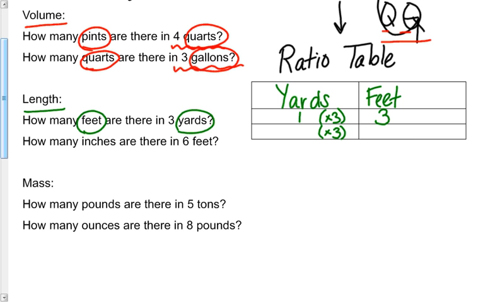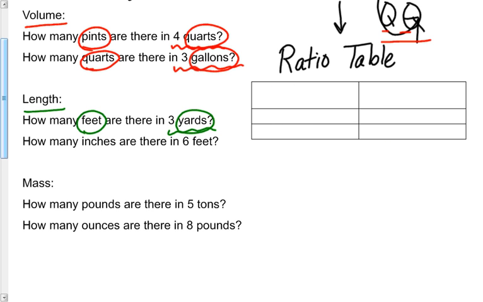And I'm going to reread my problem to see what number I fill in underneath yards. How many feet are there in 3 yards? So I'm going to write 3. So 3 times 3 equals 9 feet, and I have my answer. Let's try it again for a different set of length units.